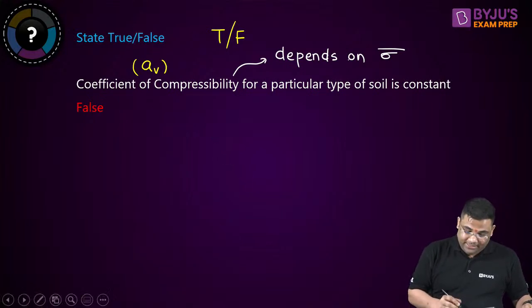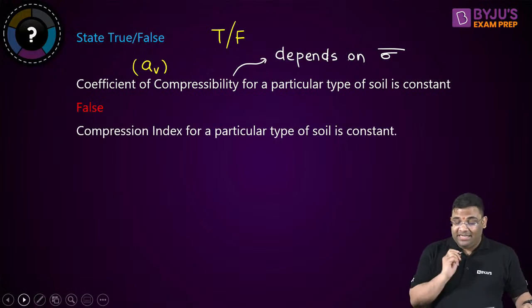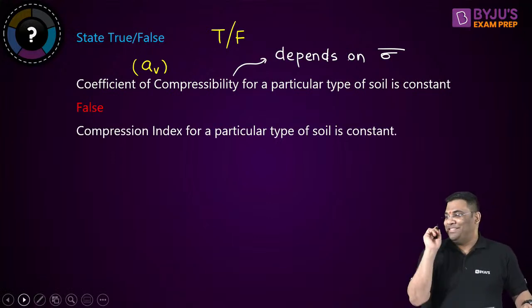Now, the next question. The next question is, tell me this. Compression index for a particular type of soil is constant.